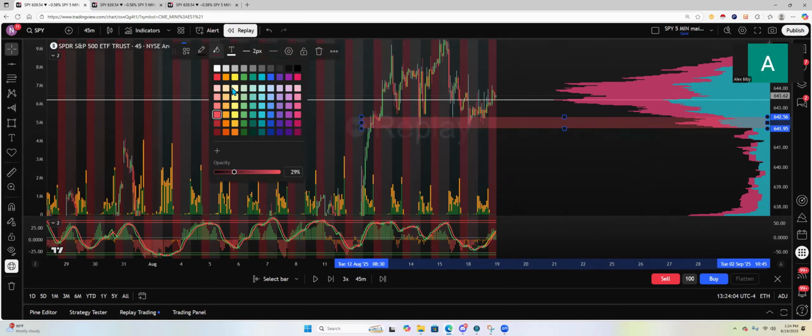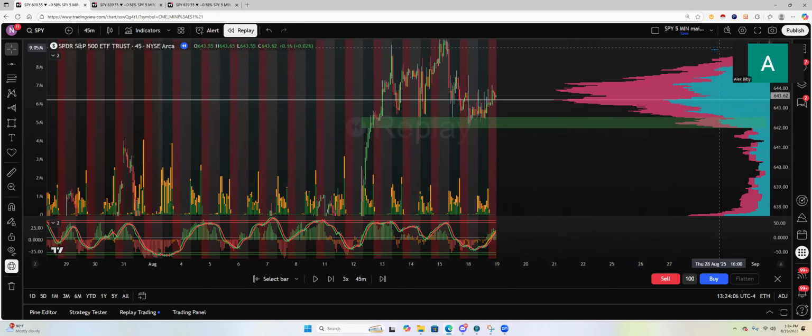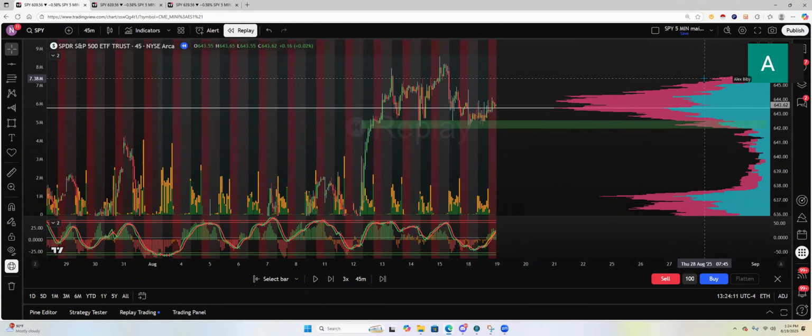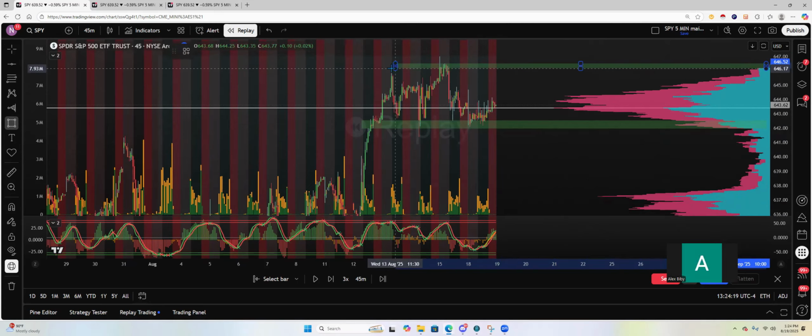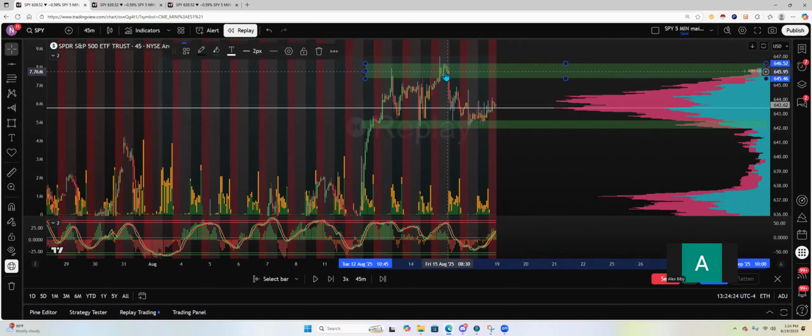I'm going to make this green because I know it's support, and the top of the volume node is going to be our resistance. So I'm going to go ahead and put a box on that. Move this box out of the way. I'm going to put a box on that. That is going to be our resistance.